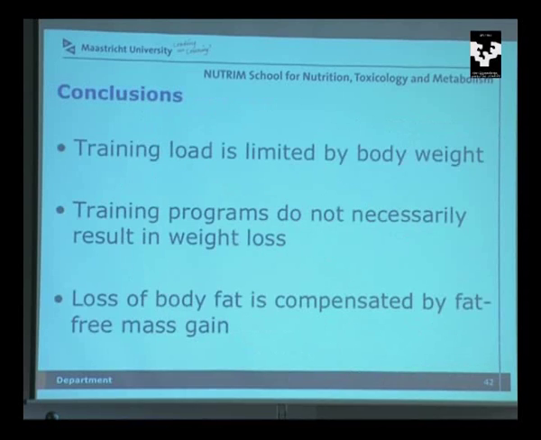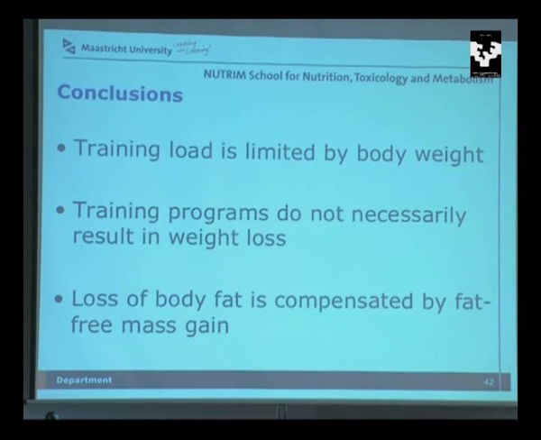So the problem with training is, first of all, if you already have a slightly higher BMI, the training load will be difficult. Second, it does not seem to result in weight loss, and you will actually gain or lose less fat-free mass. So the change in body mass will be more limited. Okay, so these are the main things.